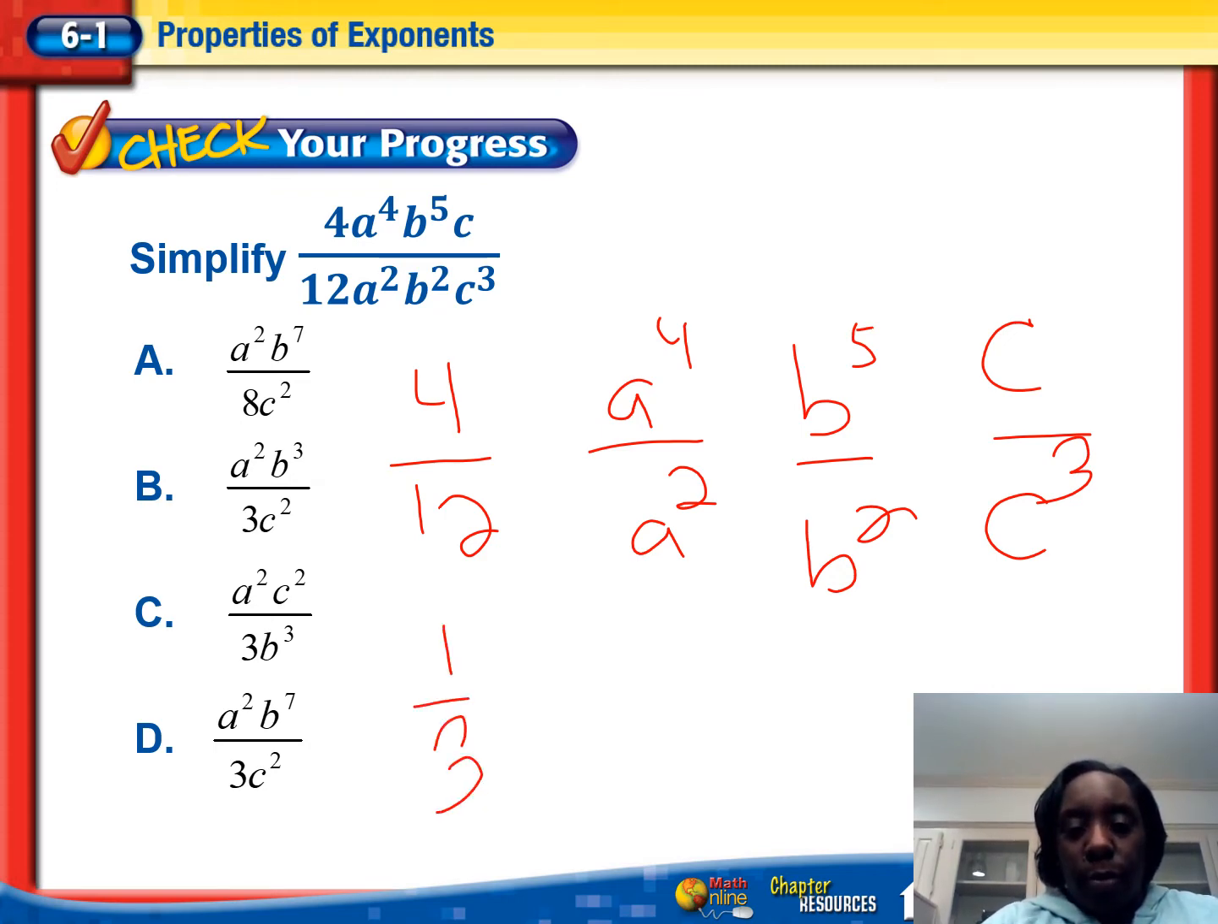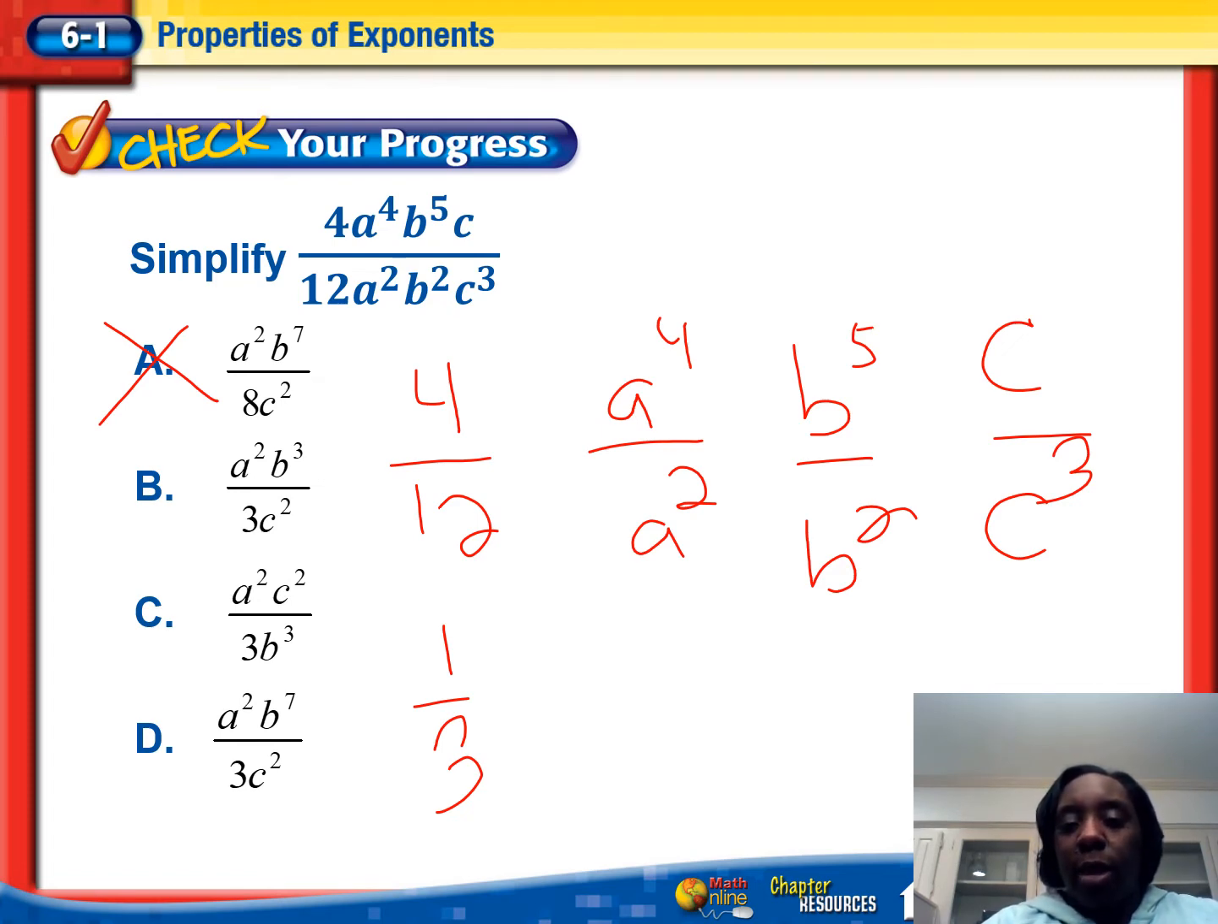1 over 3. So A makes no sense other than if you subtracted 4 minus 12, which people do all the time. It drives me crazy. So now we're left with B, C, and D. Well, let's look at our answers for A. So we have 4 minus 2, which is a to the 2nd power. Well, a to the 2nd power should be in the numerator. So that's good. That doesn't help me cancel.